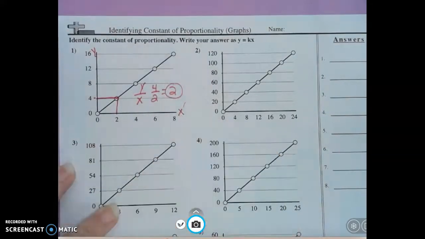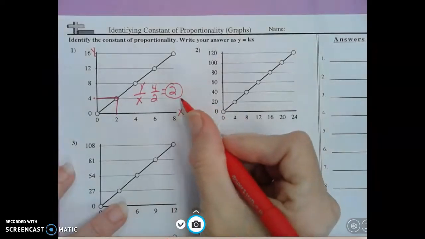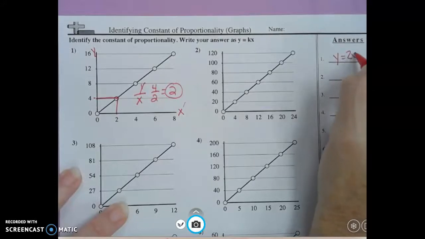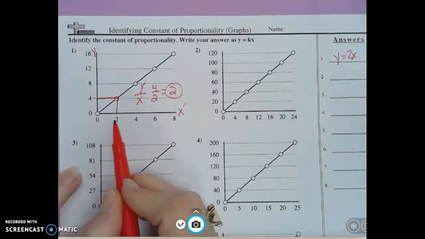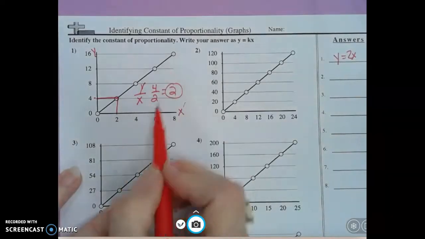Now that gives us a couple pieces of information. Number one, that is the constant of proportionality, which is the unit rate, which means we can turn around and write an equation. y equals 2x. So that means we're going to take x, and every time we multiply x by 2, we're going to get the dot that it wants graphed.